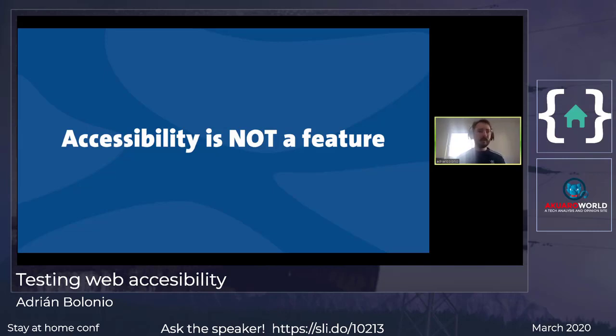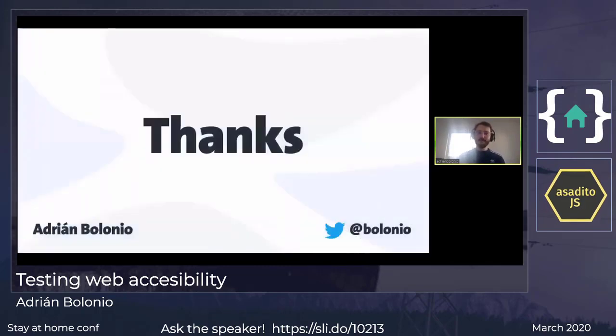Including an ARIA label on a button whose text is not consistent with the action that is going to be performed takes you 20 seconds. Including an alt property on an image takes you 20 seconds. So don't leave it for the end, because later never happens. So please consider this when you are developing a website. And that's pretty much it. Thank you very much.